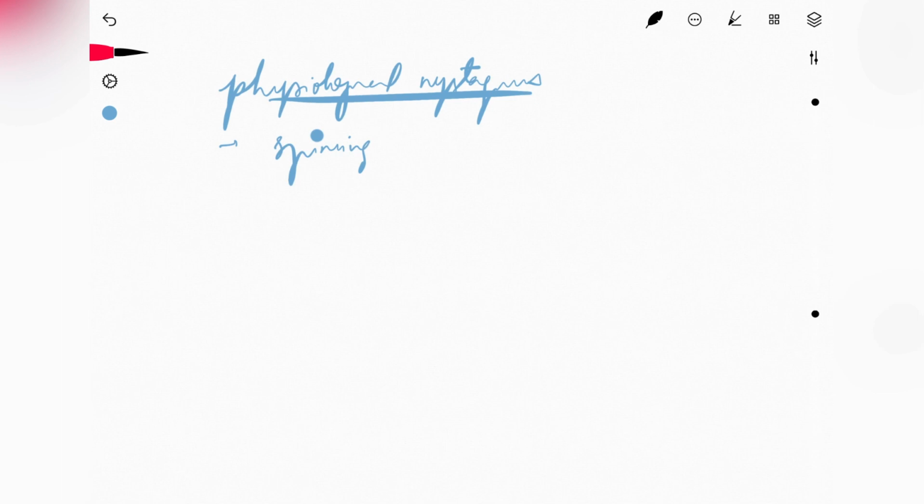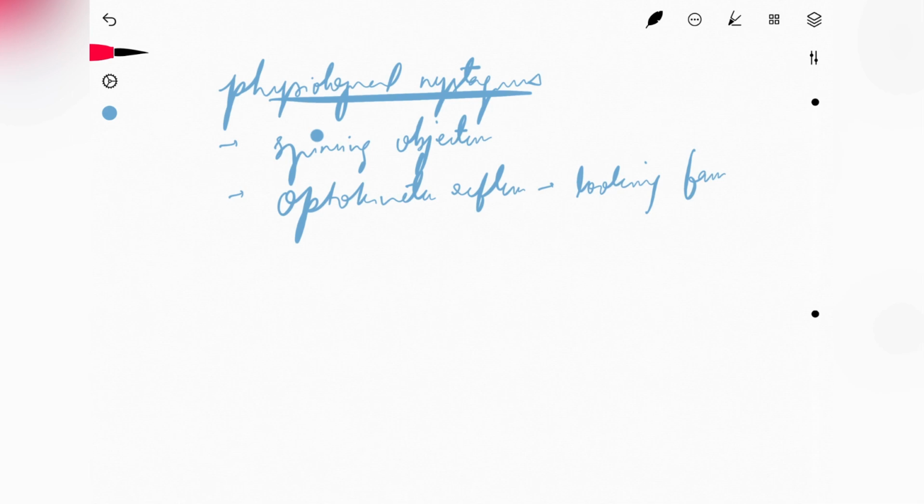Physiological nystagmus occurs when we move in a circular fashion for a longer time, that is vestibular nystagmus. It's also seen when we follow a particular object which is in motion, like a moving car or a moving bike. Optokinetic reflex is when we look at a moving object like a moving fan for a longer time with a constant stare.